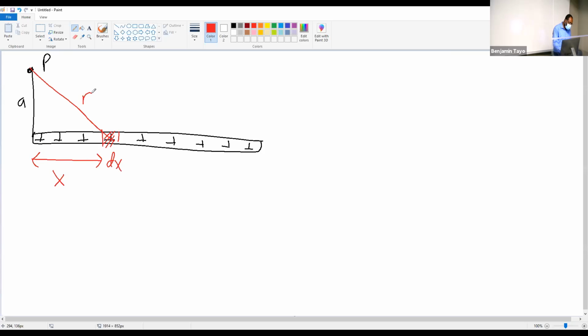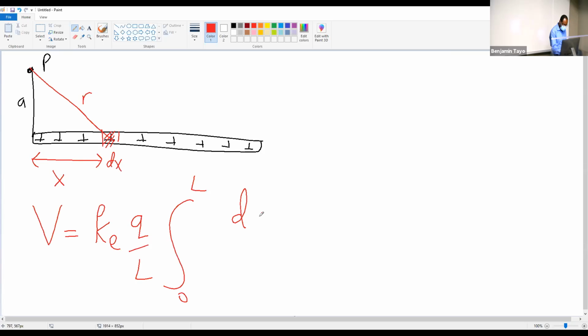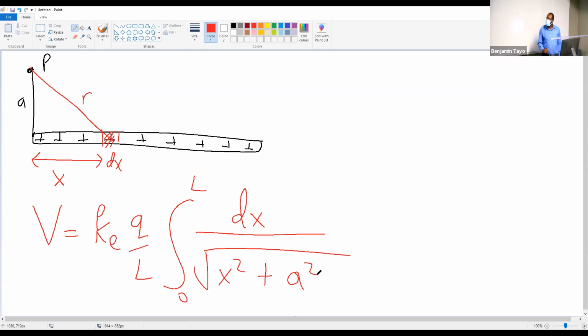So if you do it correctly, I'll just write the final result here. You should get KE Q over L. In this case, you're going to integrate from 0 to L, dx over the square root of x squared. The only difference here is that I'm doing the integral from 0 to L, not from negative L to L. Do you guys see the difference?